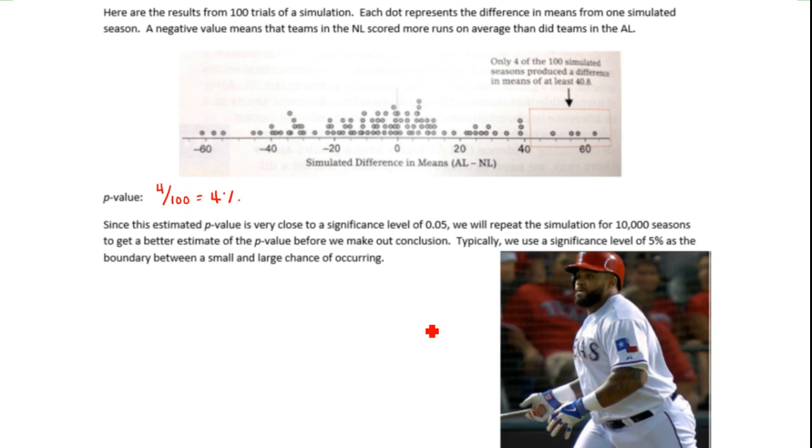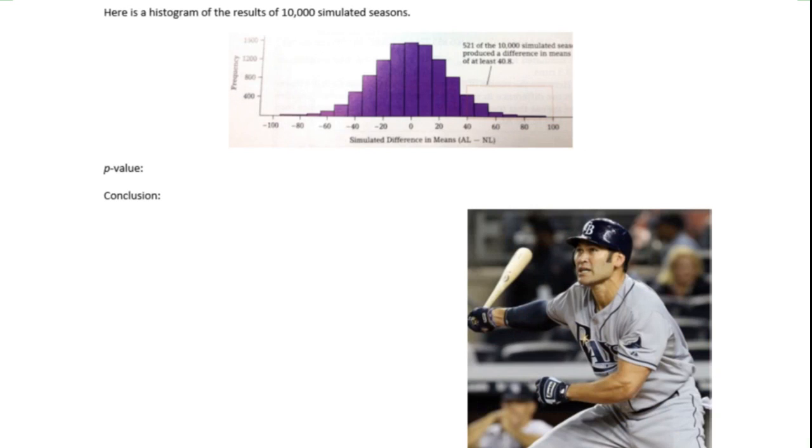Typically we use the significance level of 5% as the boundary between a small and large chance of occurring. So here's a histogram, because there would be too many dots to put 10,000 on there. So this time they found 521 greater than 40.8, and it is greater than 5%, so we fail to reject H0.